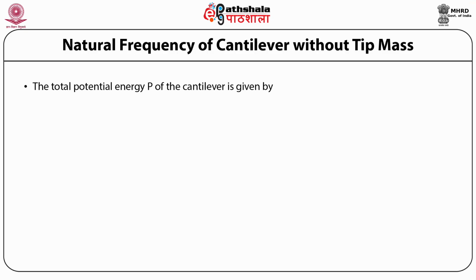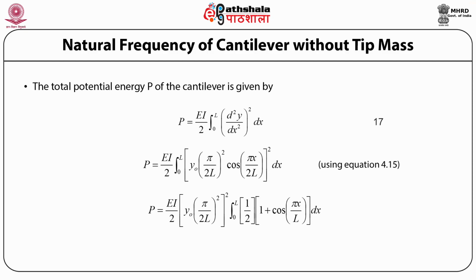The total potential energy P of the cantilever is given as P is equal to EI by 2 integration 0 to L times (d2y by dx square) whole square into dx. On solving this equation, we get P is equal to 1 by 64 pi to power 4 EI by L cube times y naught square.